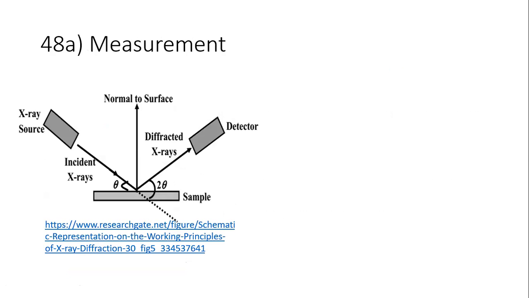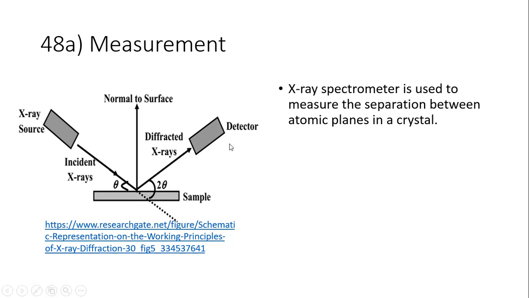Measurement. This is your X-ray. This is your detector. This is your normal to surface. That's your Bragg's angle. Remember that it can go straight. So this angle is theta. This angle is theta. So this angle is 2 theta. So we can shift the detector here, incident ray. And then after that, we can turn it to 2 theta to detect the X-ray.